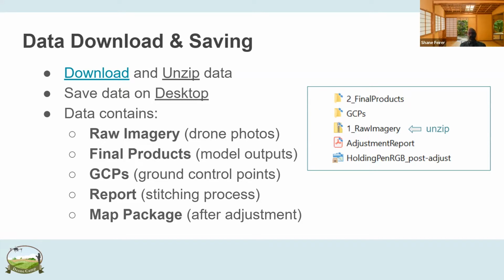And I also want to point out that there is the PDF that shows you how to do this. The exercise materials are available online, and you can open that up on your machines and work with it there. Okay. So what your data contains is some raw imagery that you're going to process using ArcGIS Pro. You'll have an example of the final products. You'll have ground control points, an adjustment report that gets created by the stitching process in ArcGIS Pro, and you will have a map package that contains the data after adjustment. So you should have these items inside of that ArcGIS Pro folder.